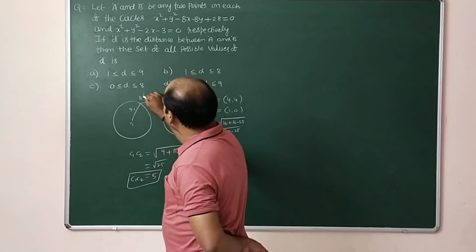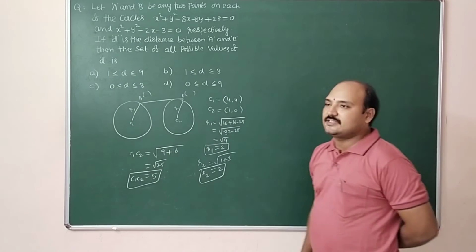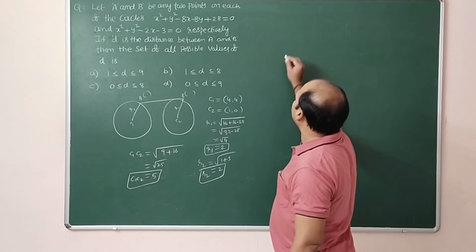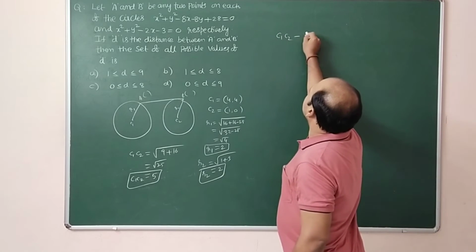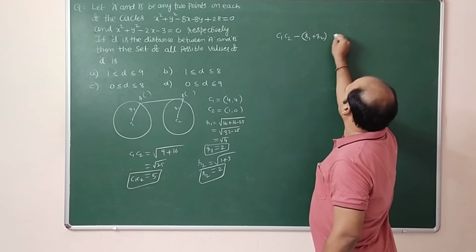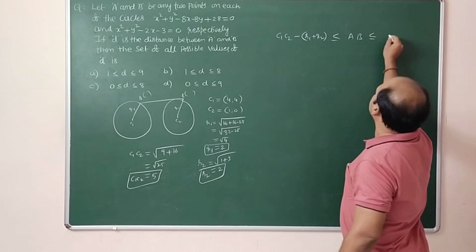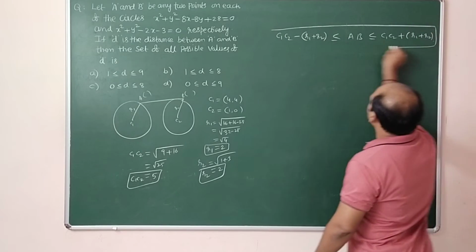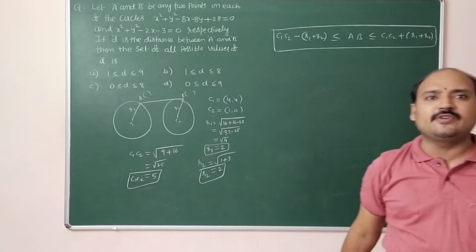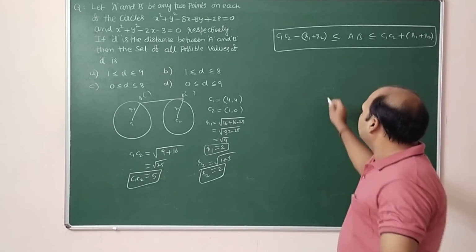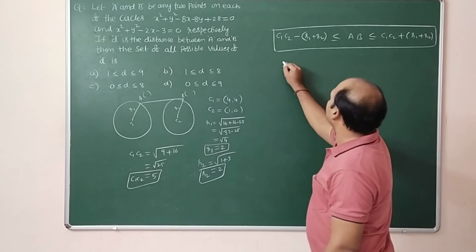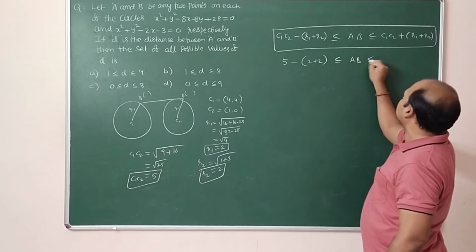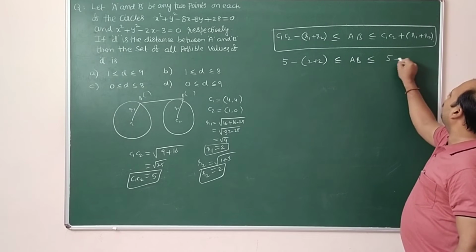If we want to calculate the distance between points lying on the respective circles, one important point is there: C1C2 minus (R1 plus R2) is less than or equal to AB, which is less than or equal to C1C2 plus R1 plus R2. This is the standard result. Whenever you calculate the distance between any 2 points on 2 circles, this is the formula. C1C2 is 5 minus (R1 plus R2, that is 2 plus 2) is less than or equal to AB, which is less than or equal to 5 plus 2 plus 2.